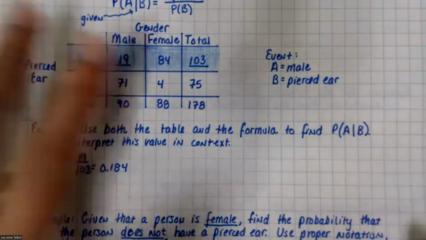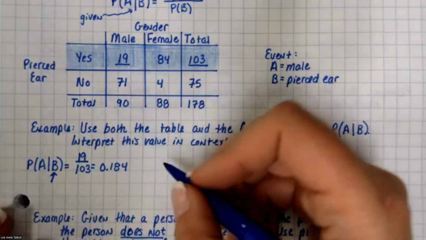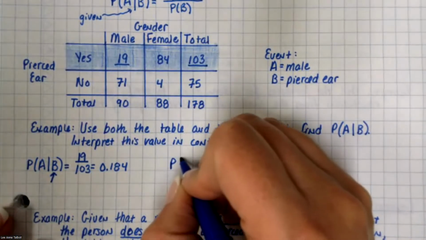Okay, now we're going to do it with the formula. So that's a visual way for my visual people. Now we're going to do it with the formula for my formula people.